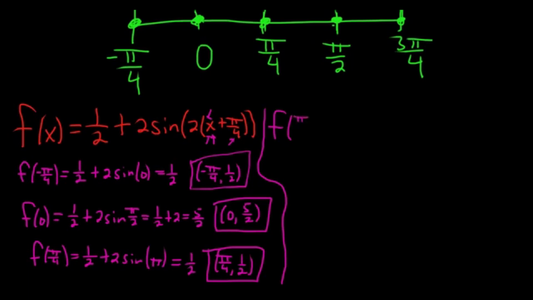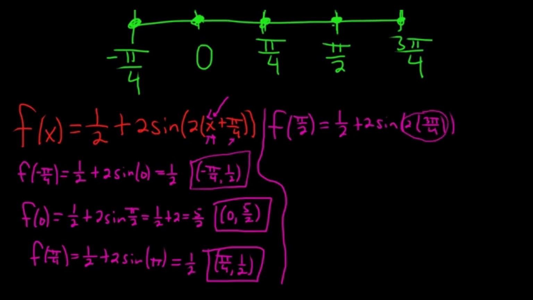Let's do f of pi over 2. So f of pi over 2 is 1/2 plus 2 sine of 2 times the quantity pi over 2 plus pi over 4. Uh-oh, it's a little bit harder. Pi over 2 is 2 pi over 4, and 2 pi over 4 plus pi over 4 is 3 pi over 4, times 2. 3 pi over 4 is too much math to even speak. This is going to be 3 pi over 2.